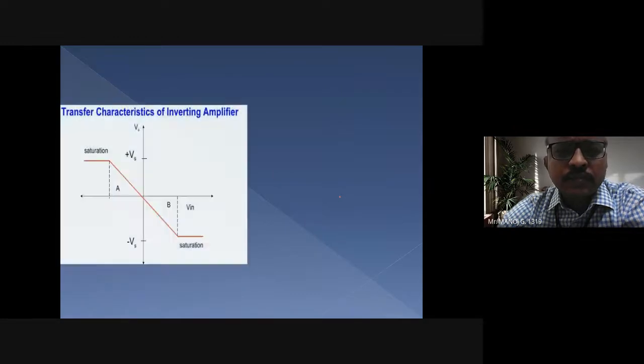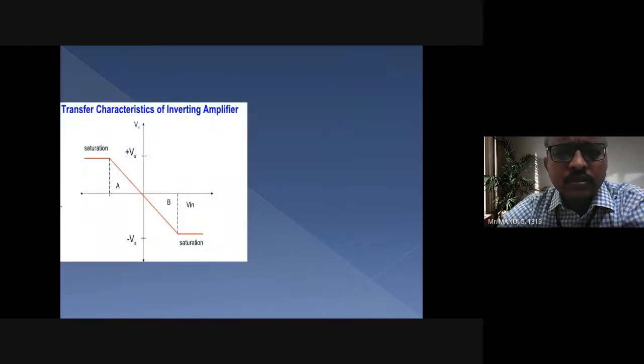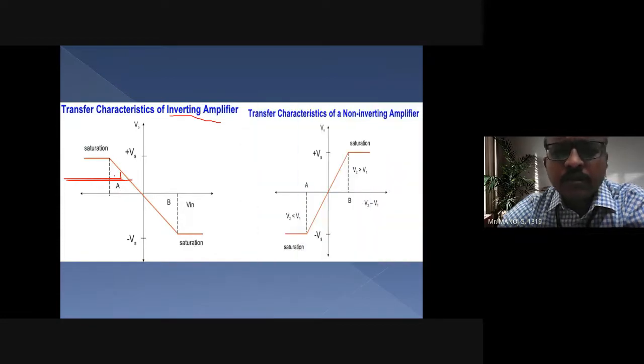Now we'll go to the next topic, the characteristics. The transfer characteristics for an inverting amplifier. I think we have already discussed. This was the characteristics for an inverting amplifier where the gain will be negative, right? So this is the saturation point for that particular op-amp. If it is non-inverting, then the transfer characteristics look like this. This is V out by V in. We've already seen it.